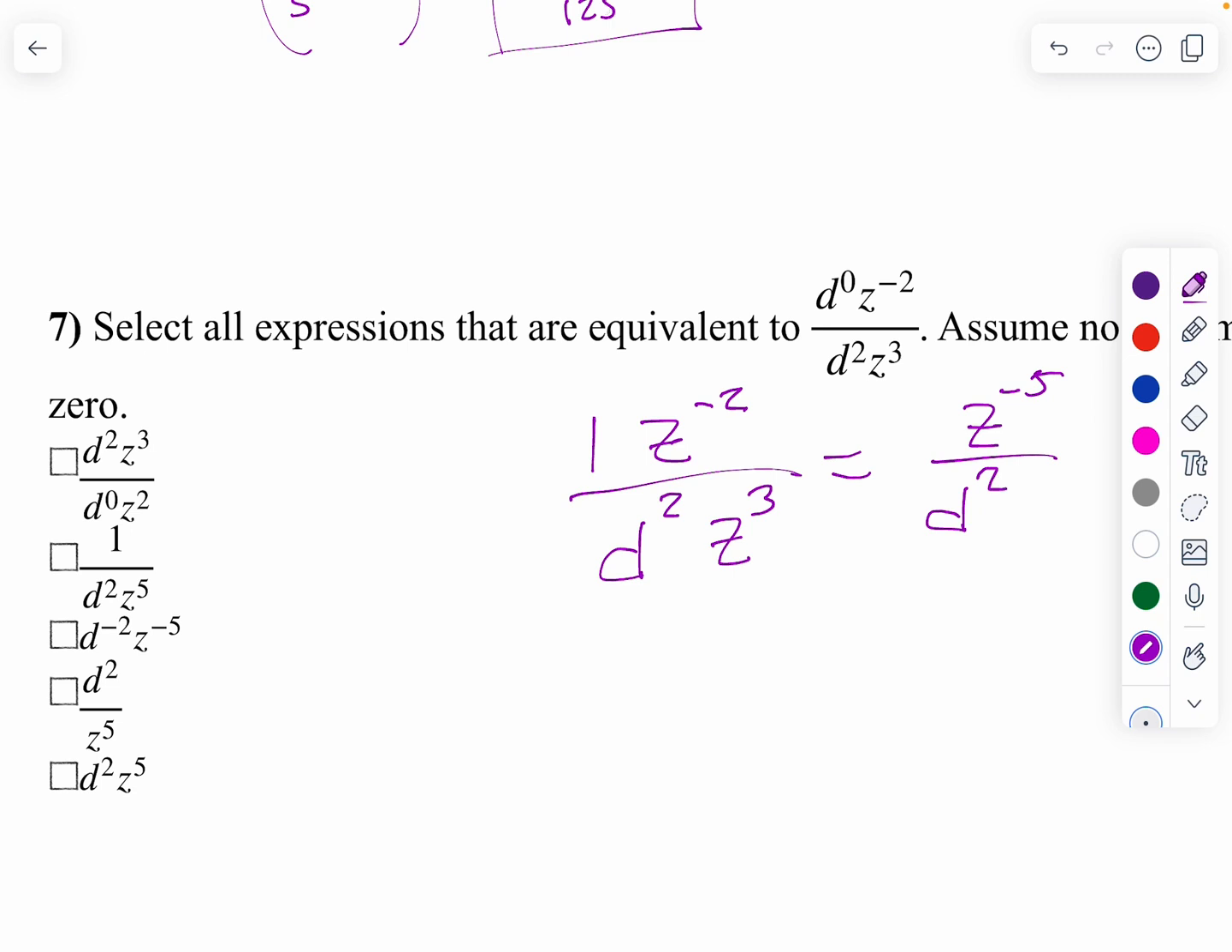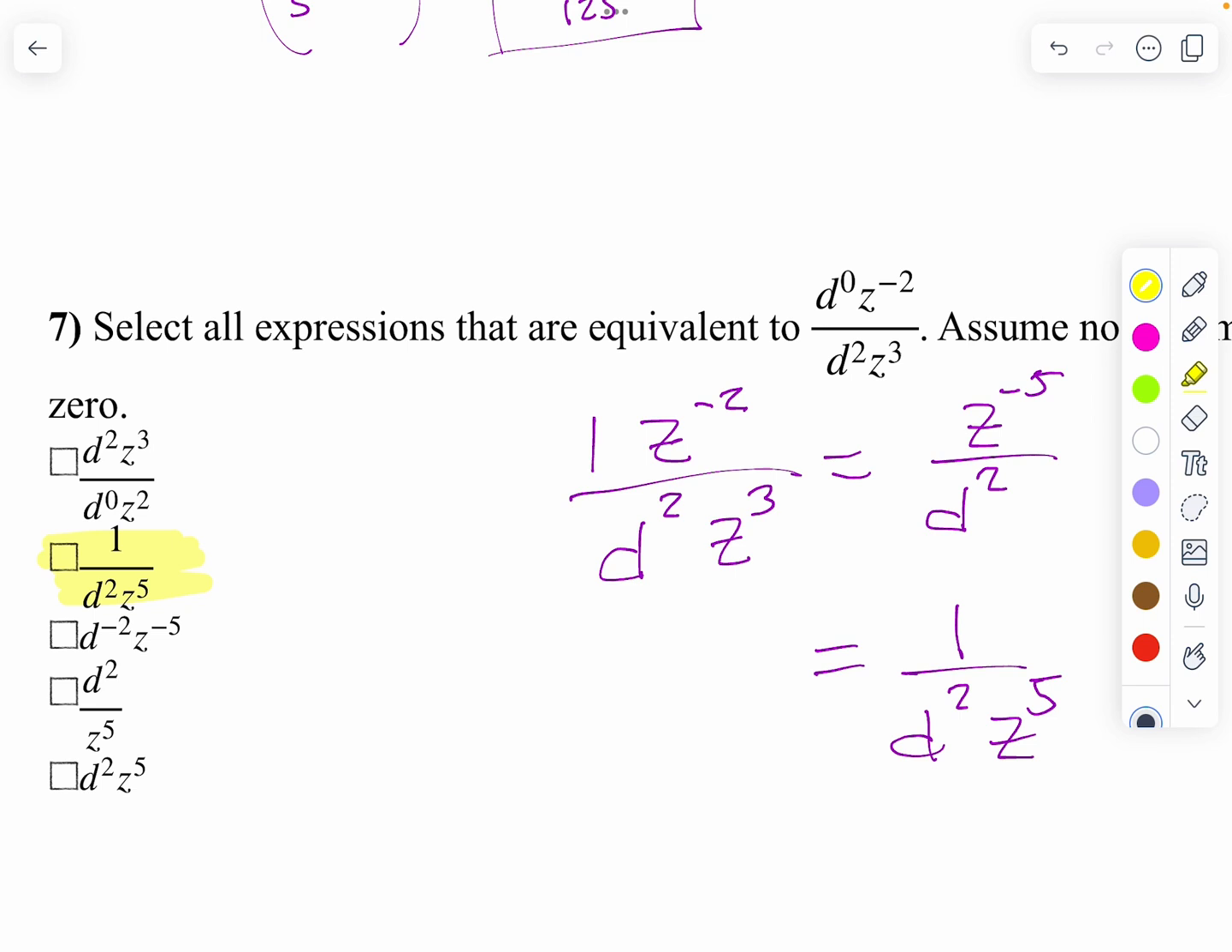And then I'm going to look at which one matches. Now notice, I could actually write that as 1 over d squared z to the 5th, where I have all positive exponents. I will never have d squared in the numerator because it's squared in the denominator. So my first one is not right. Notice my second one is exactly what we just did.